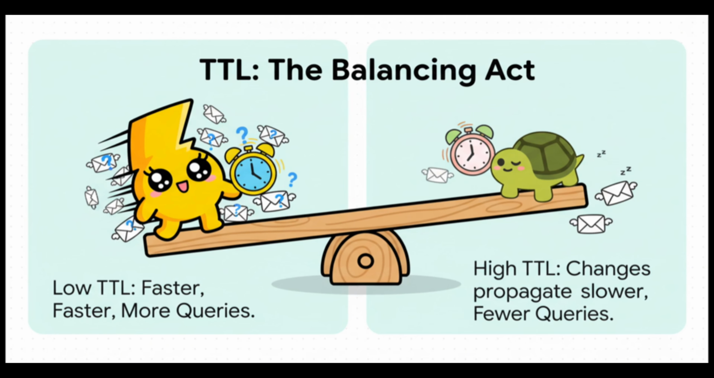Choosing a TTL is this fascinating balancing act. If you set a low TTL, say 5 minutes, any changes you make will spread really quickly, which is great. But it also means servers have to keep asking for your records more often, which creates more traffic. A high TTL, like 24 hours, is way more efficient, but it means you'll have to wait a whole day for any of your changes to be seen everywhere.